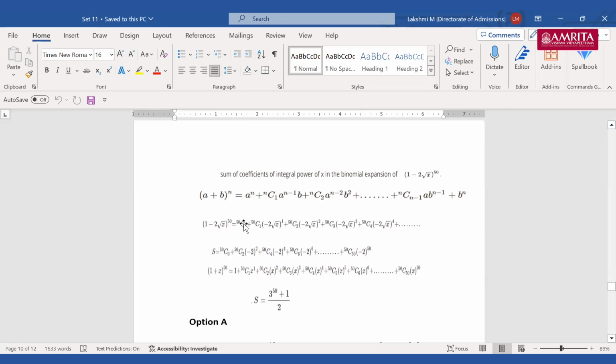So I've just expanded it. 50C0, 50C1. This is minus 2 root x raised to 1, 50C2 minus 2 root x raised to 2, etc. So it's just 1 plus x raised to 50. You can take the terms as 3 raised to 50 plus 1 by 2. Very simple question, very easy question.